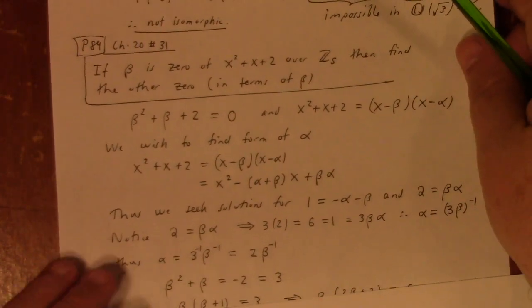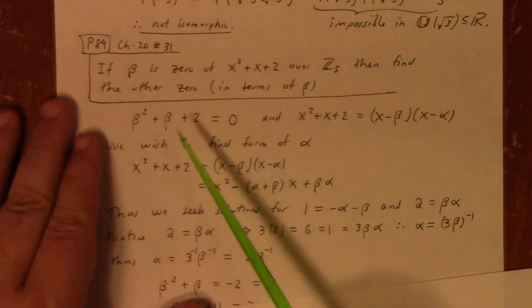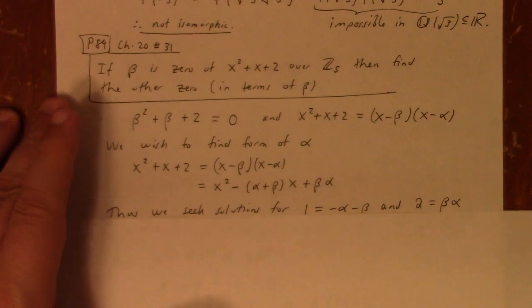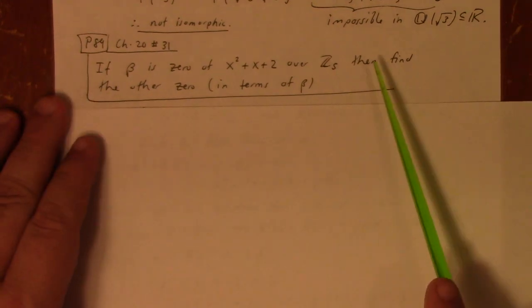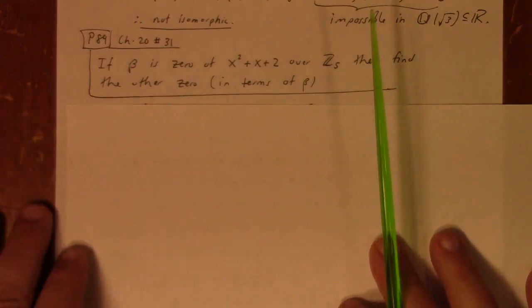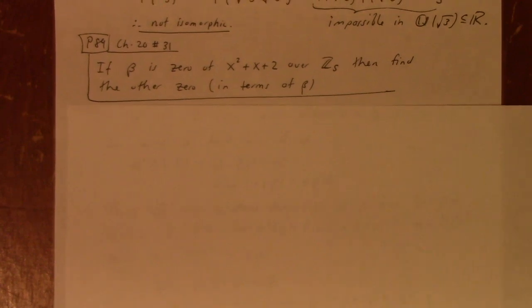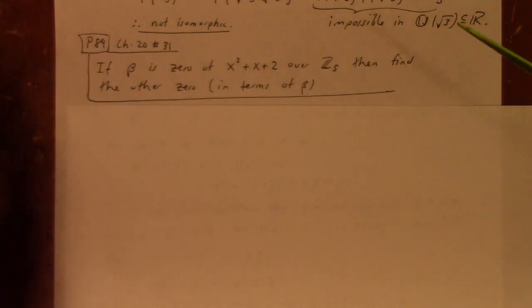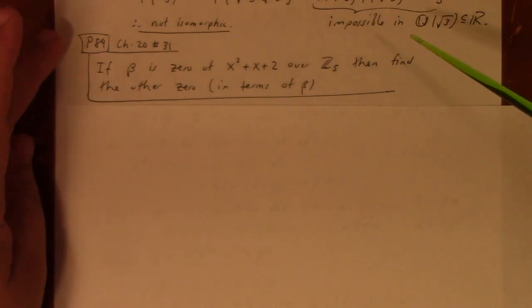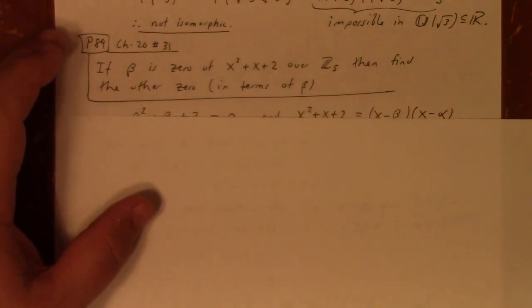Problem 89. So let's see here. Beta is a 0 of x squared plus x plus 2 over Z5, then find the other 0. So students find these problems challenging at times, but there's really nothing to be scared of. We just have to work algebraically. All right? Now, I suppose in principle, one way to do this would be just to find the explicit zeros in Z5 of this polynomial. I wouldn't recommend that. Instead, let's take this approach.